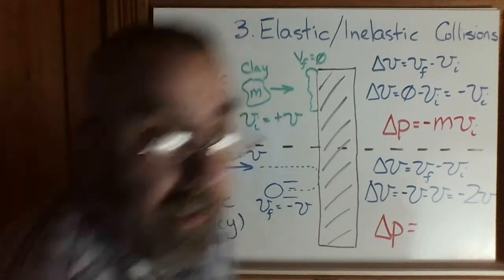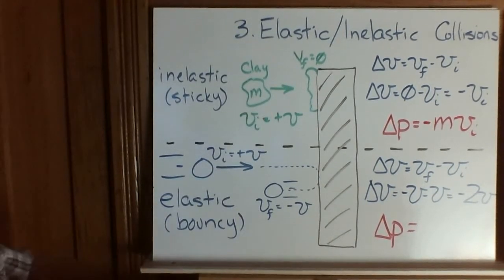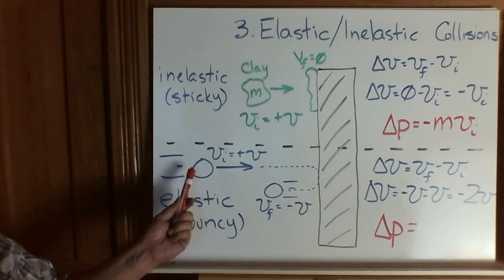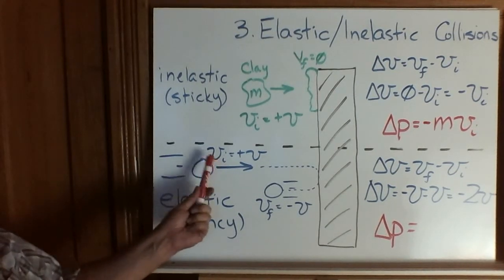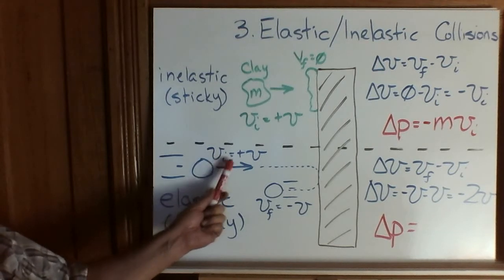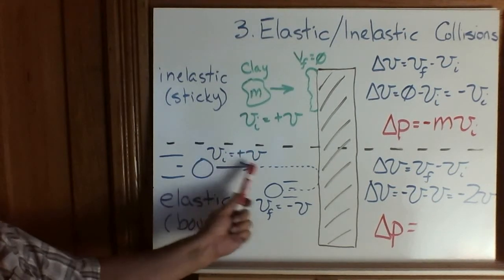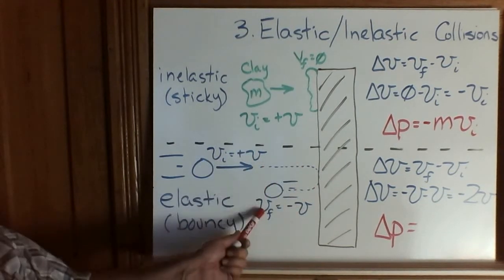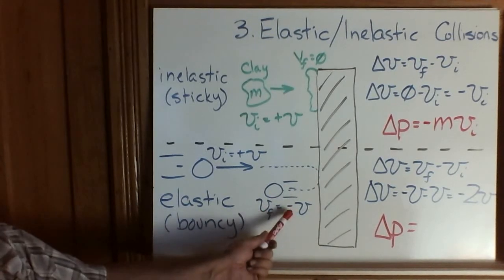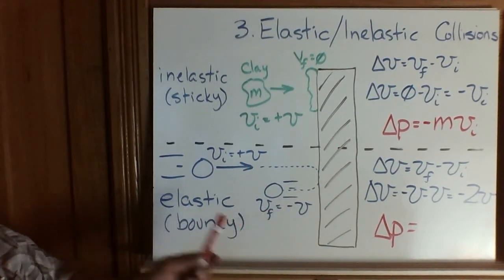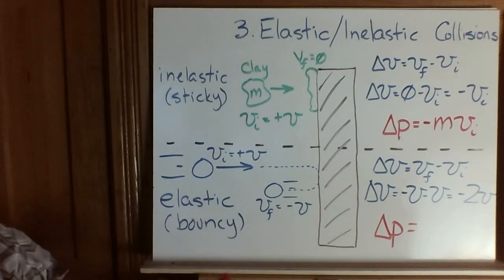Now, on the other hand, let's contrast that with an elastic collision. And we might think of this as a super ball or something that's really bouncy. Also, it's still moving forward with a V initial equal to plus V, but this time it hits the wall and it bounces back. Its final velocity isn't 0, but it is negative V. And as we said, this is our elastic or our bouncy collision.